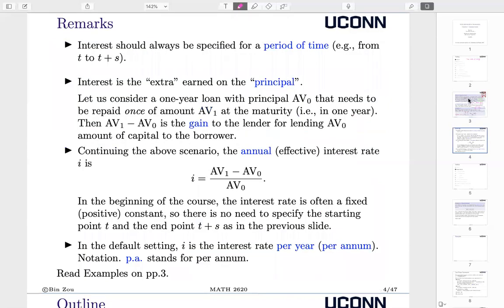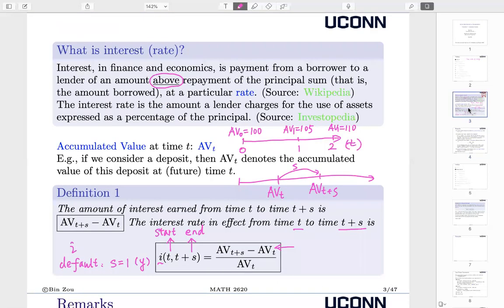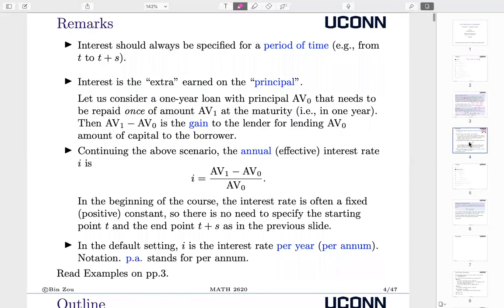So here are several important remarks. As the first one, as I already mentioned, interest should always be specified for a period of time, right? So here it goes from t to t plus s. Second, interest is the extra earned on the principal. That is why in this definition, we take the difference, right? The difference is the extra. So always keep in mind that when we talk about interest, it is the extra amount on top of the principal.